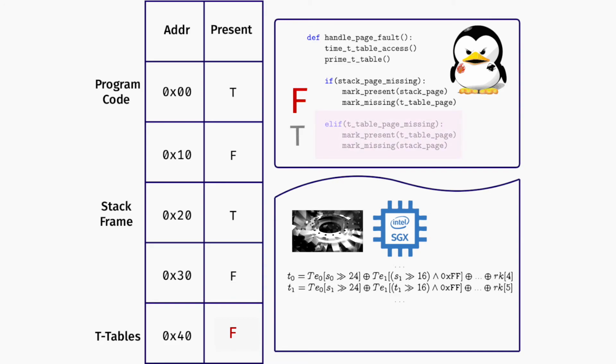The OS prepares to return execution to the enclave by marking the page table entry for the T-table as present, but marking the page table entry for the stack frame as not present. The enclave resumes execution once more until it page faults, this time on the stack frame. The operating system once more performs the prime and probe attack, and then continues to update the state in the page table to continue the toggling attack.